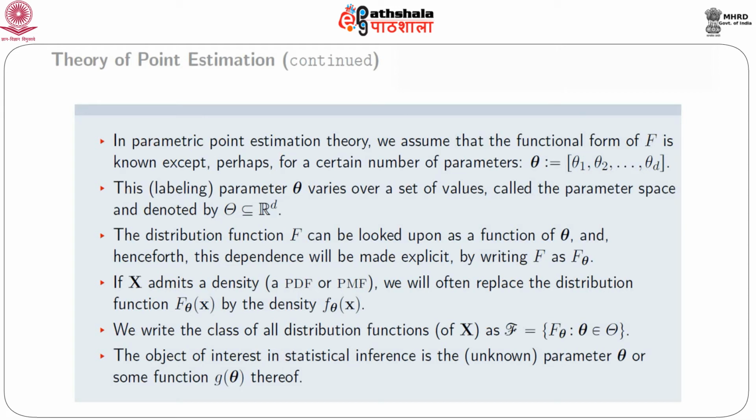In parametric point estimation, we assume that the functional form of F is known except perhaps for a certain number of parameters, say the vector theta, which is a d-dimensional vector with elements theta 1, theta 2 up to theta d. Theta is called the labeling parameter. The parameter theta varies over a set of values called the parameter space, denoted by script Theta. It is a subspace of R^d.